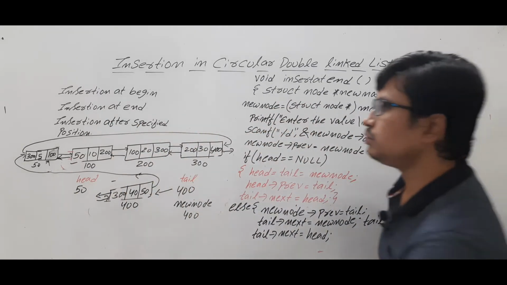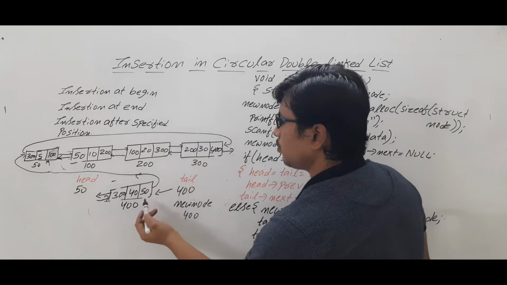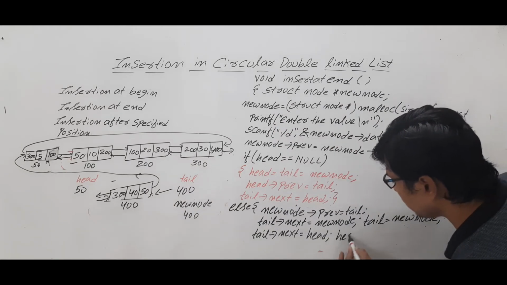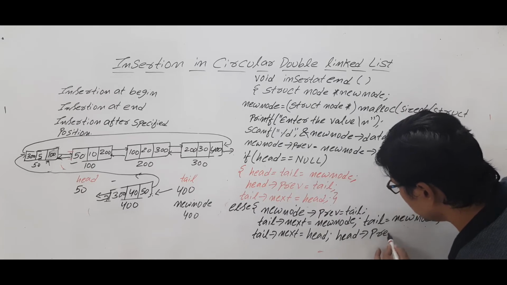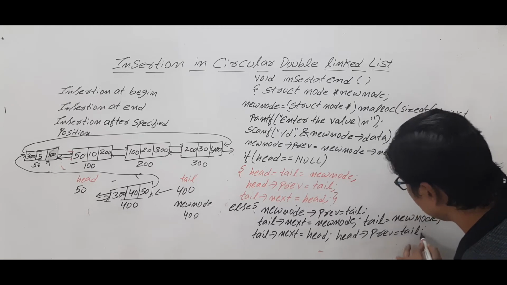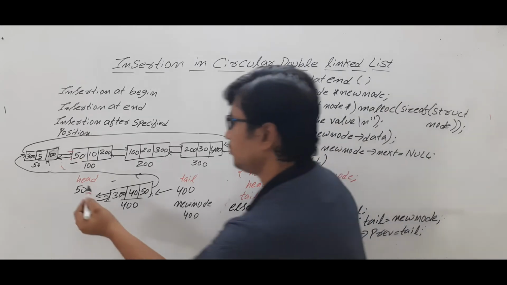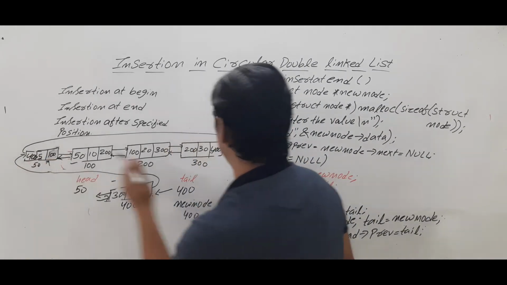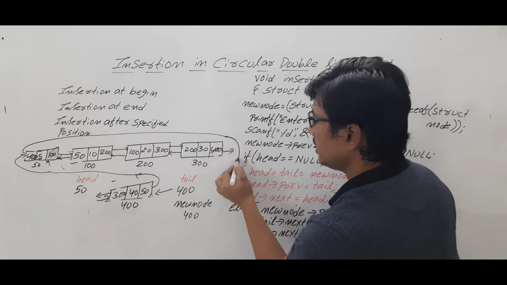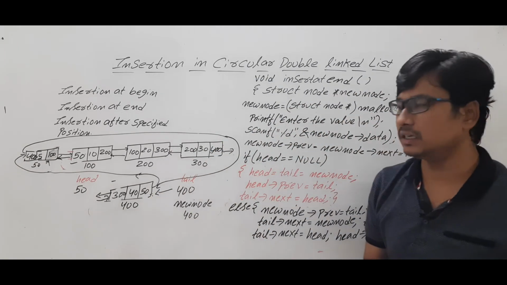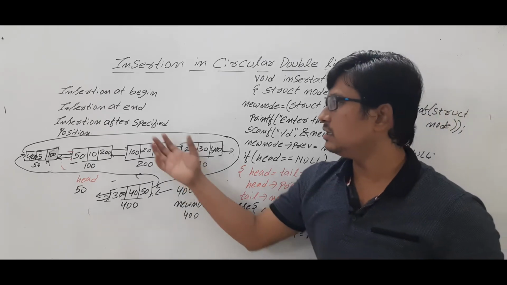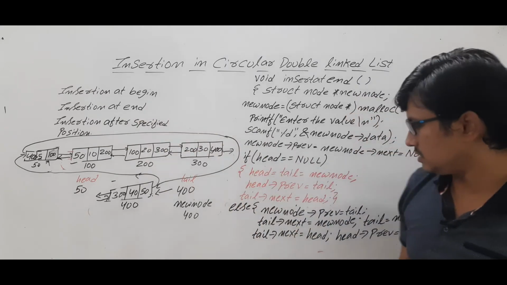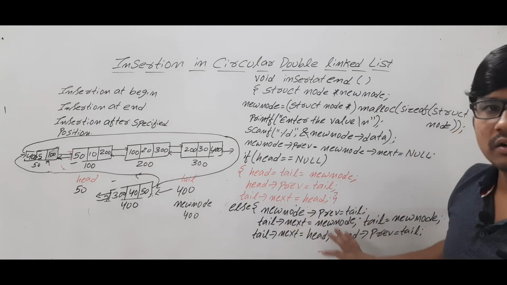Okay, done. Now this one should be pointing to the last node. So how do we do it? We will write head of previous is equal to tail. Head is 50, 50 of previous means this one is equal to tail, which will be 400. So this link will be down and this link will be established. Like that we have created the circular double linked list and inserted a node at the end. Is it clear? So we have to update the 5 values.